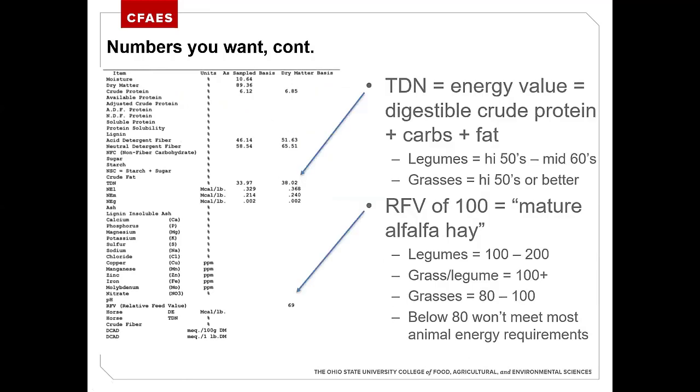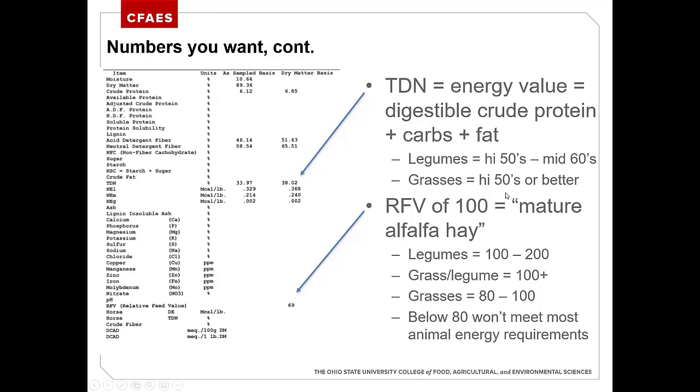TDN, this is a number that I really look at when I get my forage samples back. We want a pretty high TDN sample, and I'll admit this is from one of my forage samples in 2019 when it was so crappy in the spring. Not real good, okay? Legumes, we want it to be 50s or in the 60s.